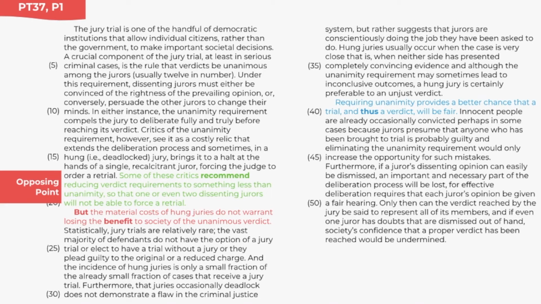It says the material costs of hung juries, which were listed in the previous paragraph, that was the criticism against the unanimous verdict, is that they're a costly relic. So the author is saying that the material costs of hung juries do not warrant losing the benefit. And that benefit is pointing out, at a future point, the idea that's being discussed in the third paragraph, which is the idea that those trials will be fair.